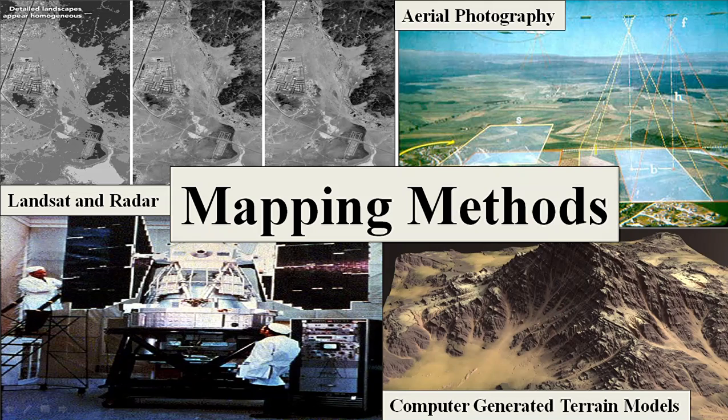Okay, so now coming to various mapping methods, how can we create a map? Nowadays there are so many technological advancements. So we have computer generated terrain also. The terrain of a place is generated through computers, through coding, and we have aerial photography that is used.